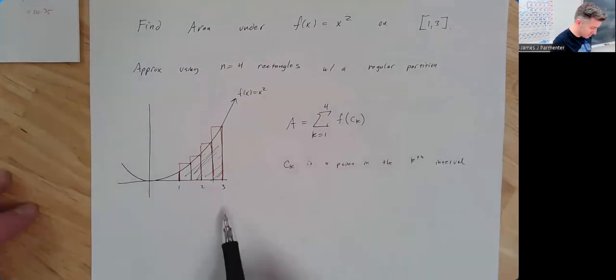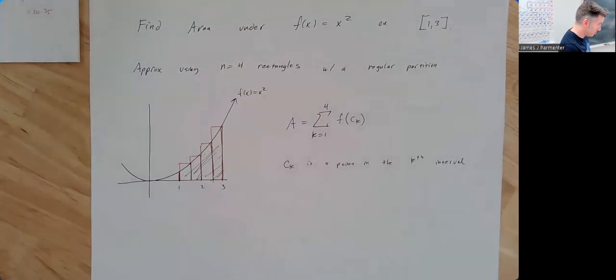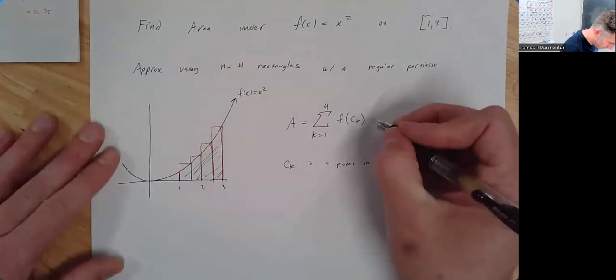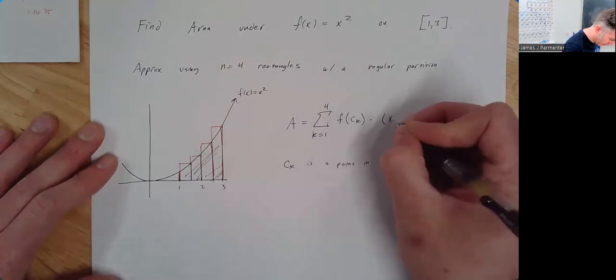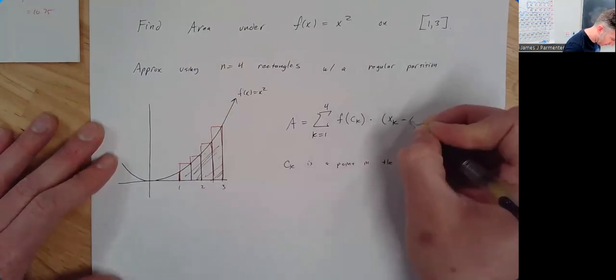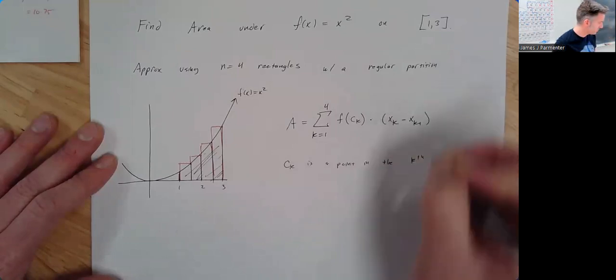The way I've drawn this specifically is using the right endpoint. But you could pick any point: the left endpoint, the midpoint, some other point. It really doesn't matter, because eventually we're going to let things get really, really narrow. And then we're going to multiply that by the base, which is just the difference between your right endpoint x sub k and your left endpoint x sub k minus 1.